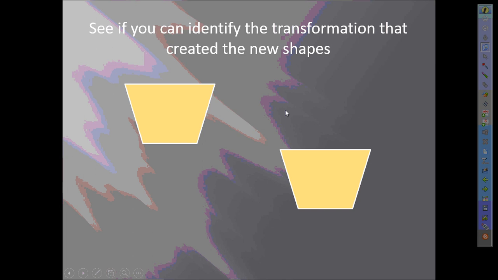See if you can identify the transformations that created the new shape. What happened to this shape? It's the same shape and it's the same size, so it's not a dilation. It's still facing the same direction, so it's not a reflection, and more than likely not a rotation, so it must be a translation. It just slid over and down.